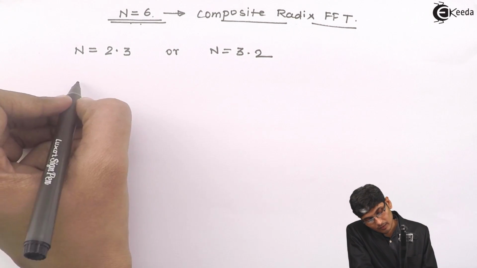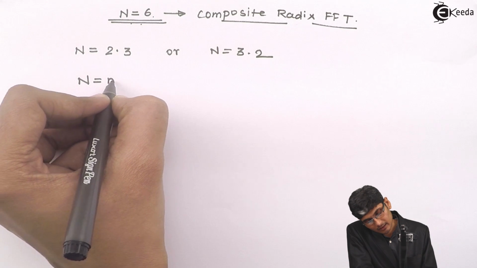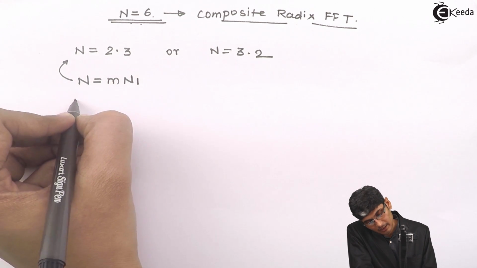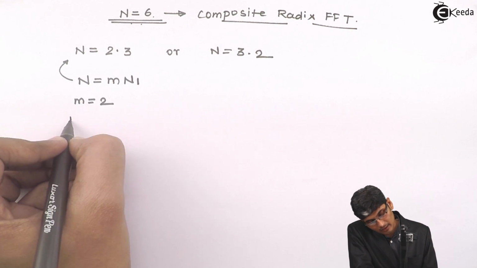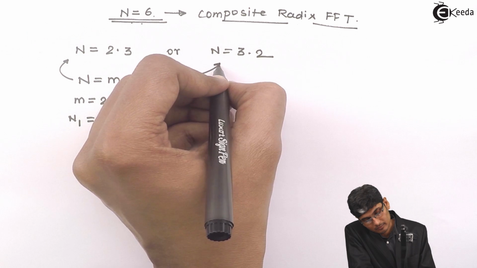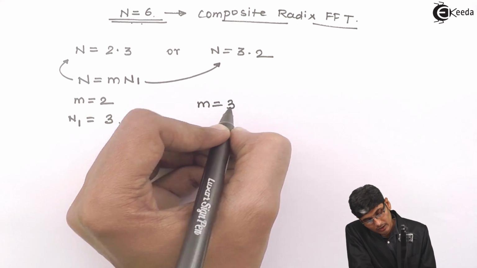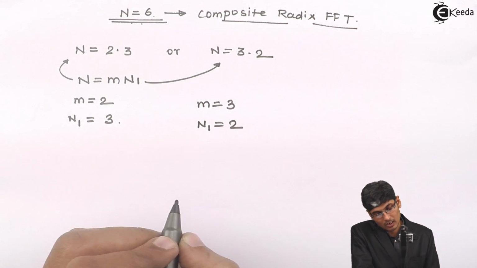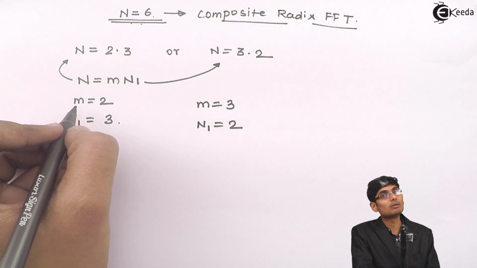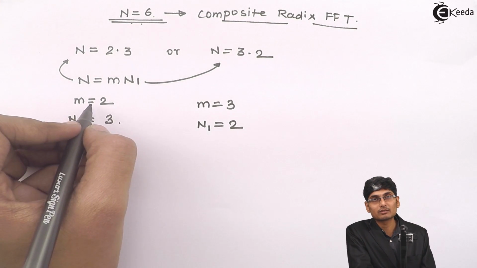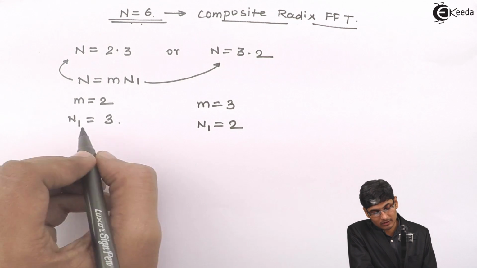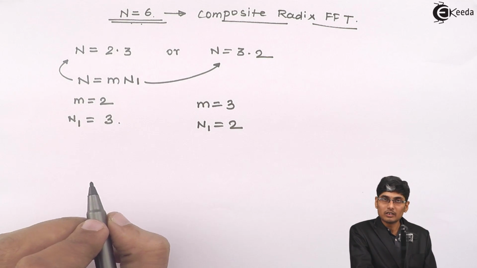For this, I will write the generalized formula as m into N1. So if we consider this problem, then I have m equal to 2 and N1 equal to 3. Similarly, if I consider this problem, then I have m equal to 3 and N1 equal to 2. In both the cases, the solution will be different. We know that m governs the number of stages. So here there will be 2 stages, whereas here there will be 3 stages. Here N1 governs the number of terms in each of the stages.